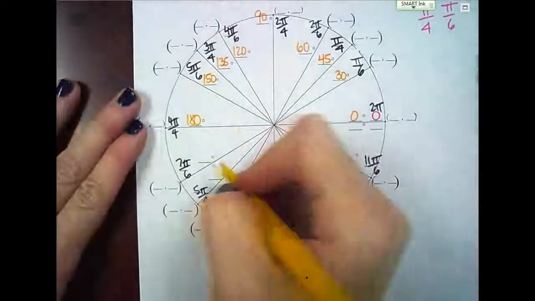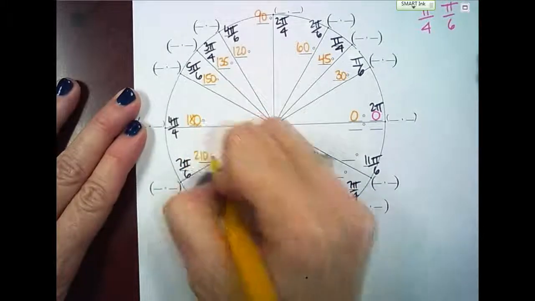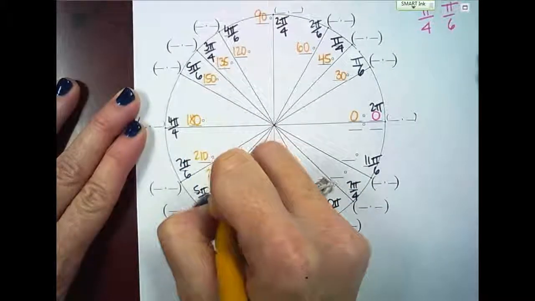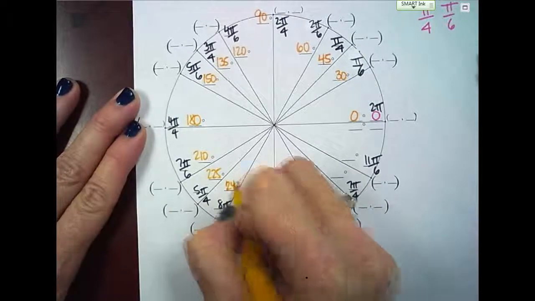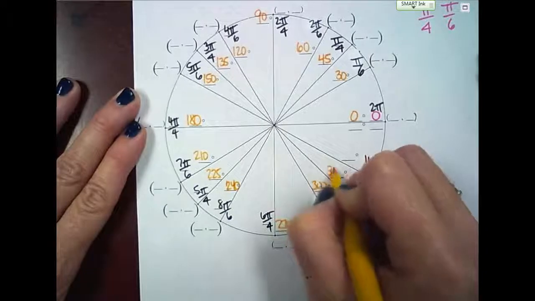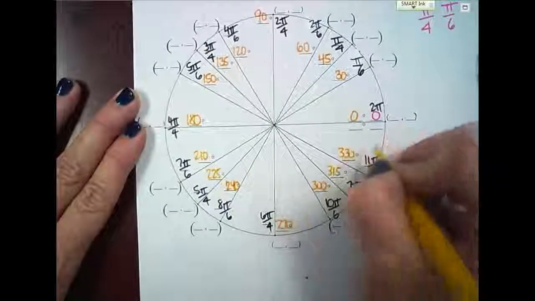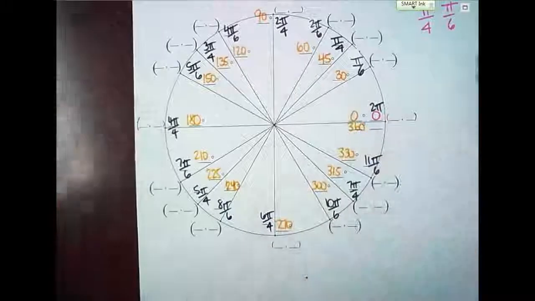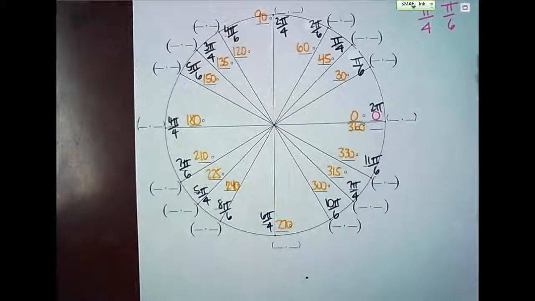Now you're going to add 30. So you have 210, 225, 240, and 270. 300, 315, and 330 back to 360. You got it? Okay, now this is your challenge. You're going to flip it over, okay, and see if you can fill in the degrees and radians.